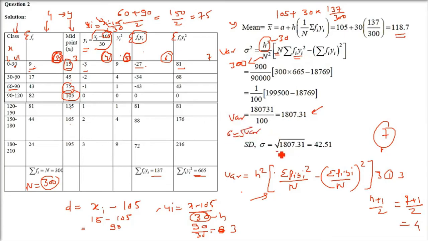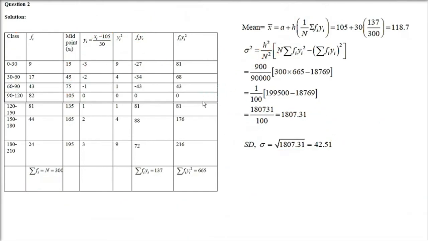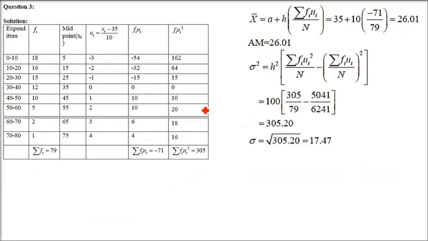How about finding the sigma? Sigma is the standard deviation, which is the square root of variance, and that is going to come as 42.5. This is the final answer.